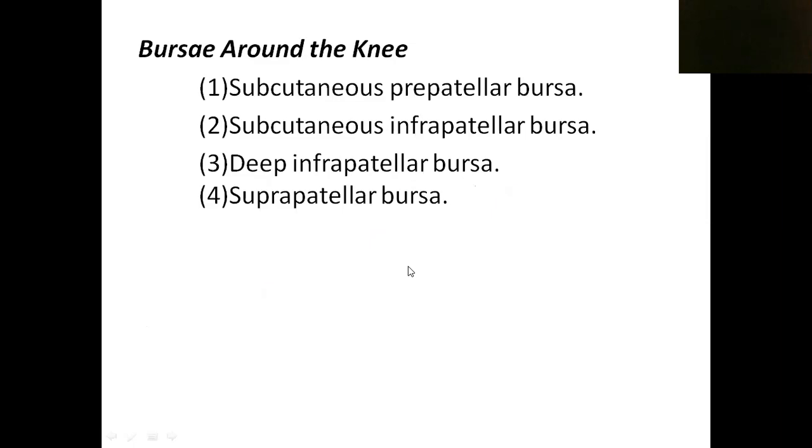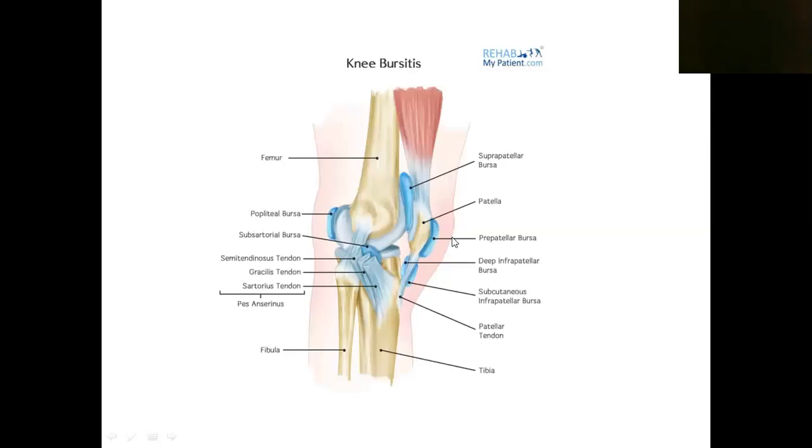Now the bursae around the knee joint. What are the bursae seen around the knee joint? First, the subcutaneous prepatellar bursa in front of the patella. See here, this is the patella bone. This is the lateral view of the knee joint, femur, tibia. Here some fluid-filled sacs are there. Those are the bursae. In front of the patella, this is the prepatellar bursa.